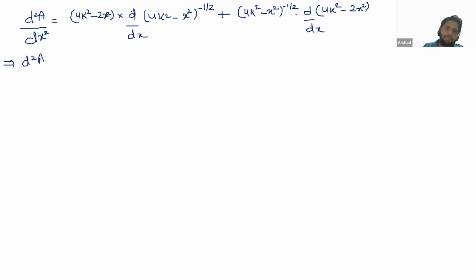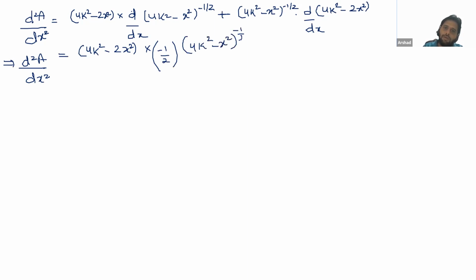Now this one, d square by dx square, is equal to 4k square minus 2x square as it is. Differentiate this, so what will you get? First this power, minus 1 by 2, then this becomes 4k square minus x square to the power minus 1 by 2 minus 1. Then again we differentiate the inside function, so this becomes 0 minus 2x. Then plus this part as it is. The best thing is you do the calculation on your own. In case you have doubt, you can see the slide, but it is better if you do the calculation on your own. So here we get this.